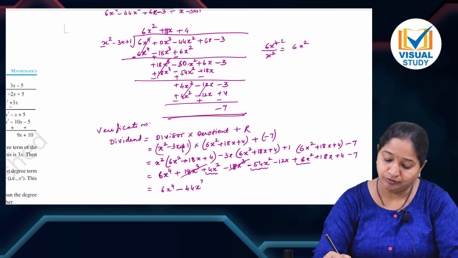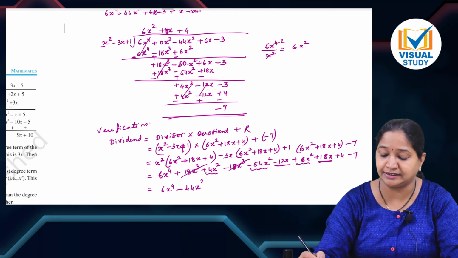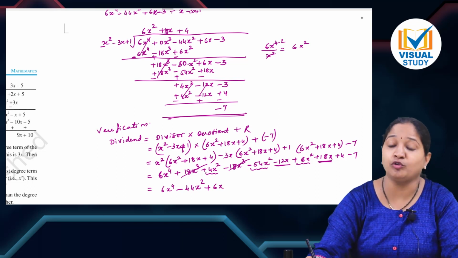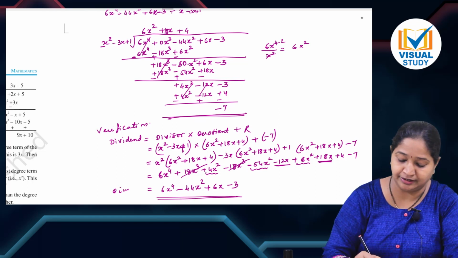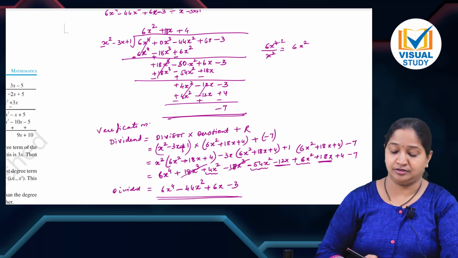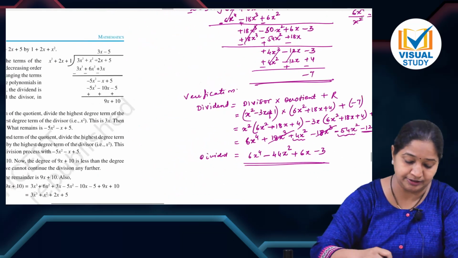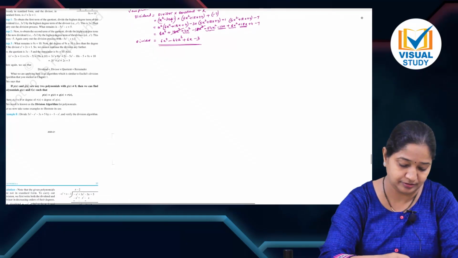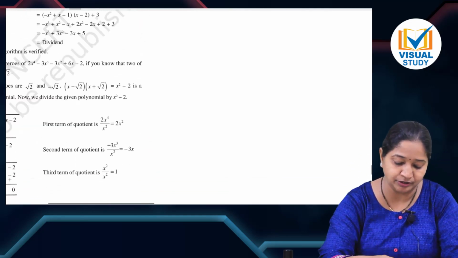Okay, now what is remaining? See, minus 12x plus 18x. Minus 12x plus 18x you get plus 6x, and 4 minus 7 you get is minus 3. See here, we got our dividend. Okay, this is the way you have to do the division in polynomials. Again here also they have done the same thing to verify it.